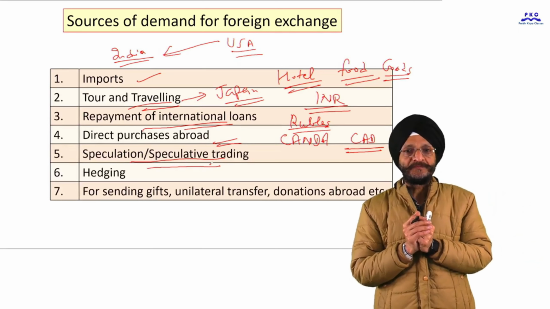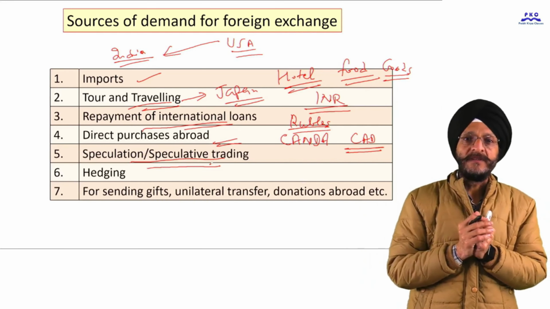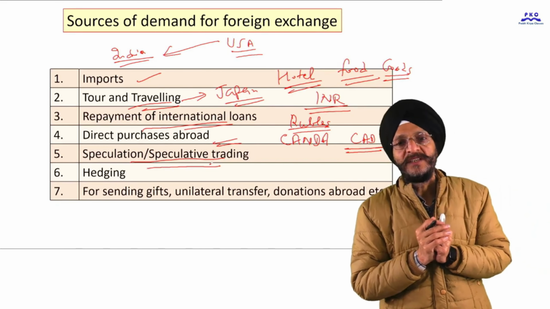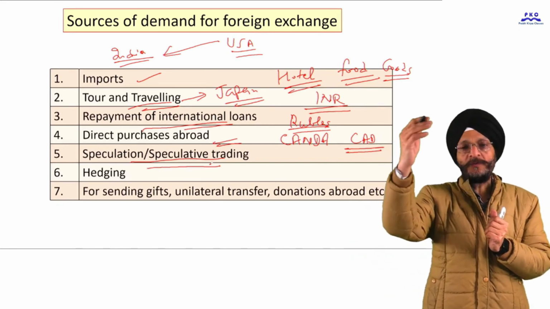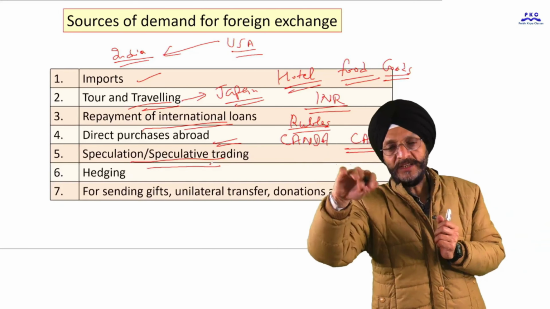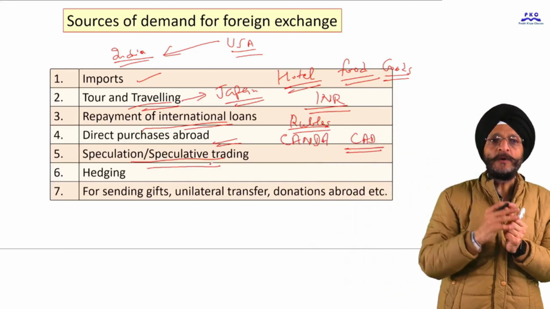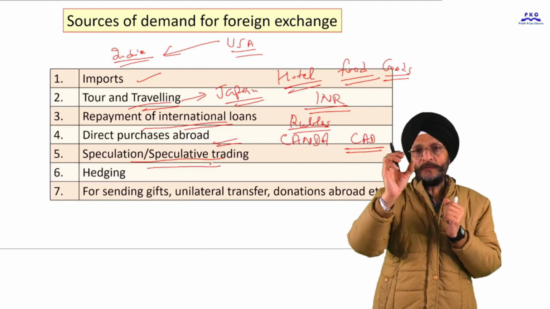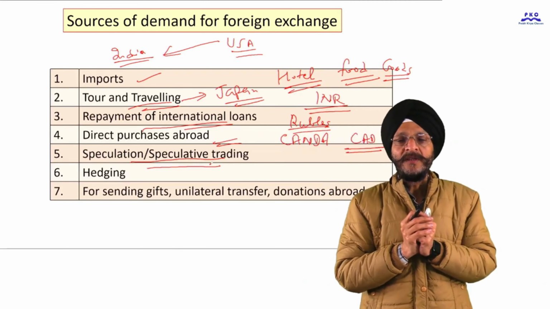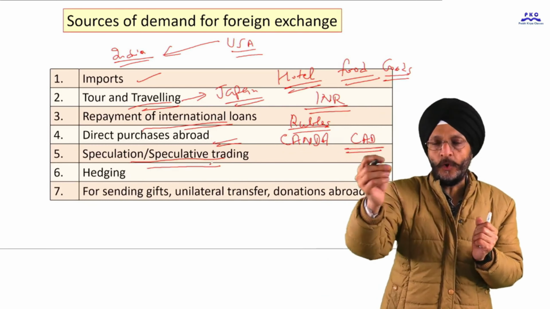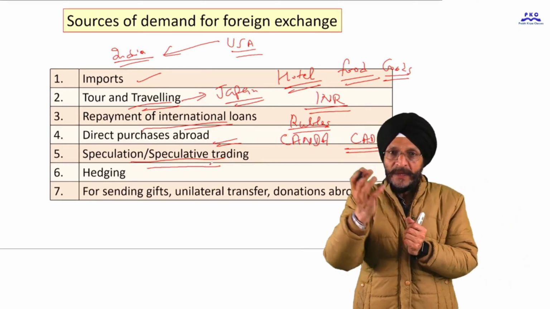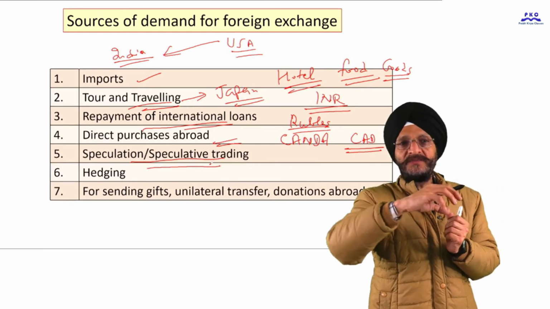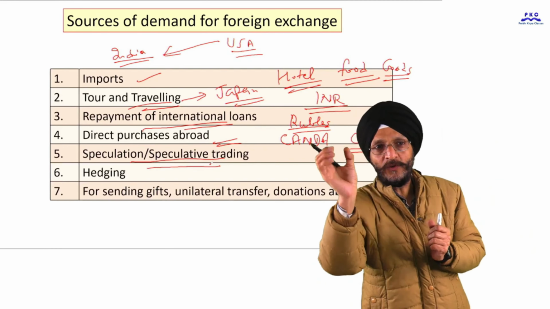Speculative trading means when a person sells or purchases foreign exchange thinking that the price of another currency may increase or decrease. If the speculative trader thinks that the price of another currency is likely to rise shortly, he may demand or purchase foreign exchange. In this way, demand for foreign currency or foreign exchange arises.